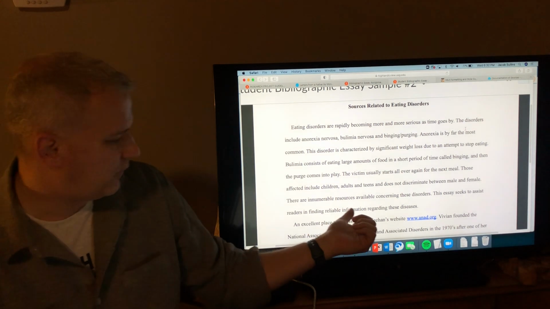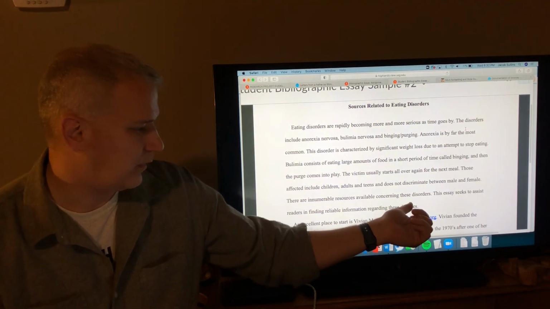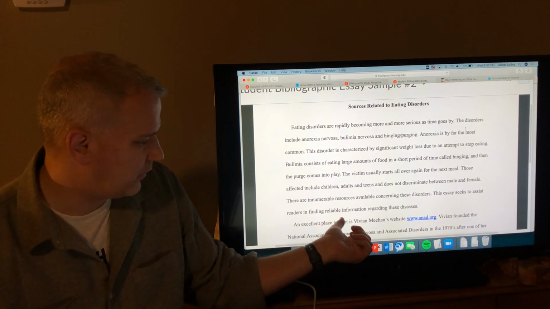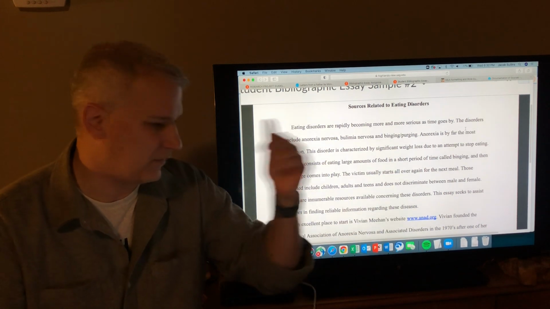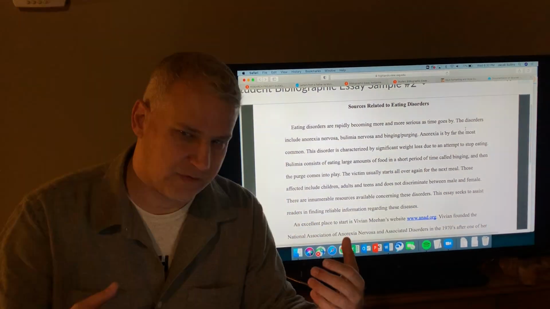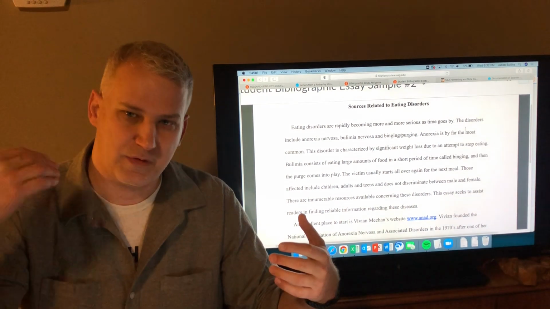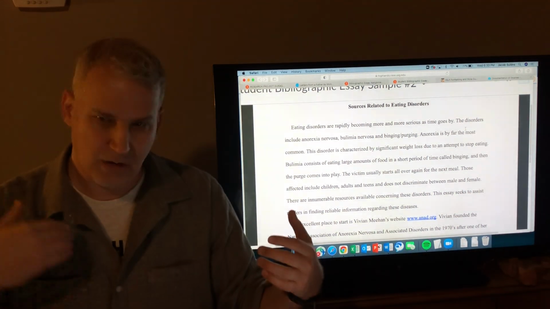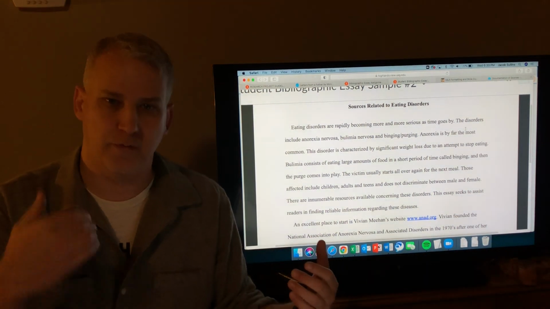There are innumerable resources available concerning these disorders. This essay seeks to assist readers in finding reliable information regarding these diseases. That's what a thesis is. A thesis is, here's the work this paper is going to do. Here's what this paper is going to show or prove or demonstrate.